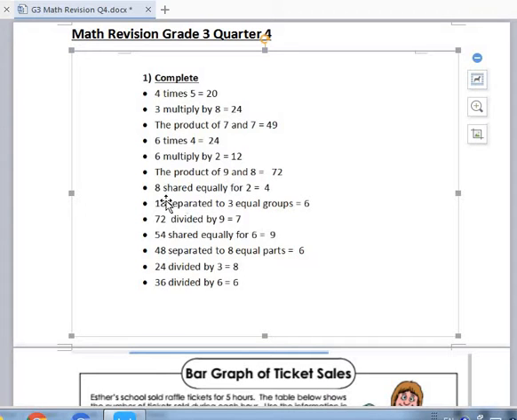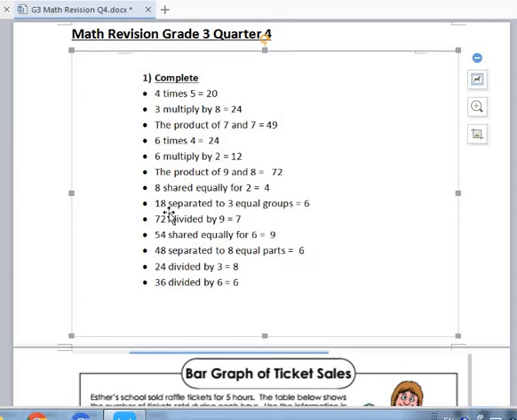8 shared equally for 2. When I share here, it means I will divide a number among 2. If I have here 8 oranges, I want to share them equally among Lara and Libya. So Lara will take 4 oranges and Libya will take the other 4 oranges.